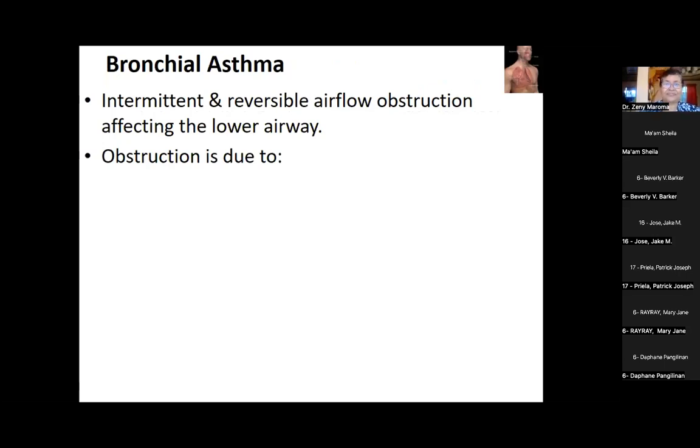All right? It is defined as intermittent and reversible airflow obstruction affecting the airway. Ayan, kita mo, no? Intermittent, pasumpong-sumpong, reversible. Nasabi ko nga, no? Yung nahihirapan huminga siya ngayon, no? Kumakapal yung labi, no? And then, nahihirapan na siyang huminga. There's wheezing. Nakakain kasi siya nung kanyang allergen.